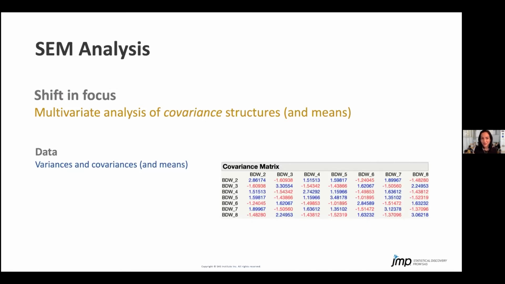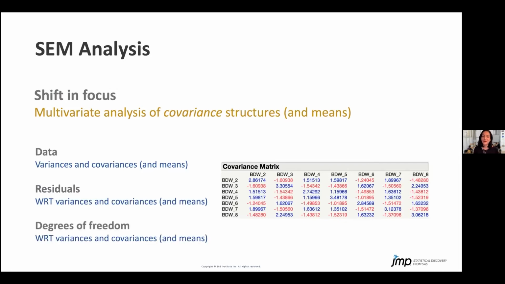And so that's really important to realize, that that's the data that we're really analyzing. And that also has implications for thinking about the residuals of our models, because those residuals are going to be with respect to that covariance matrix. And I'm going to show you an example of that in a little while. This also has implications for what we think about degrees of freedom. So the degrees of freedom are with respect to that variance covariance matrix.